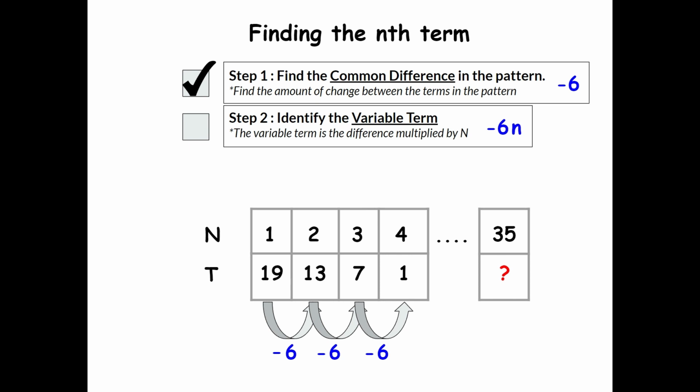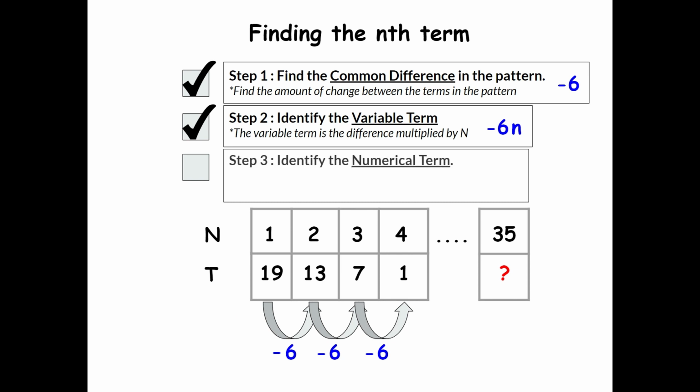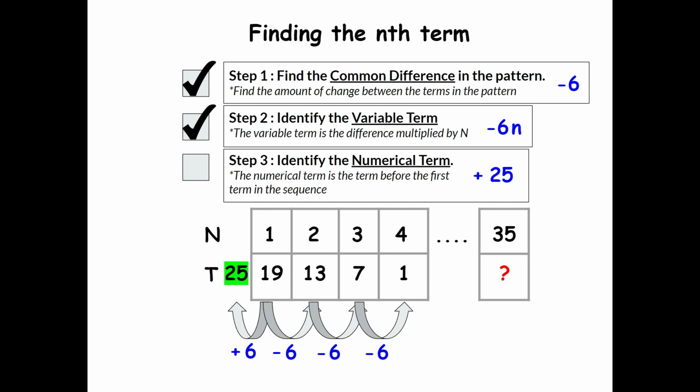So now that we've identified the variable term, the third step, we need to identify the numeric term, which again, is the term before the first term in the sequence. Now, we know that 19 is the first term in the sequence, but what term would come before the first term? Well, remember, the terms in this sequence are decreasing by 6. So to calculate the term before the first term, we need to add 6 to the first term. So that is 19 plus 6, which equals 25. So the numerical term is positive 25.